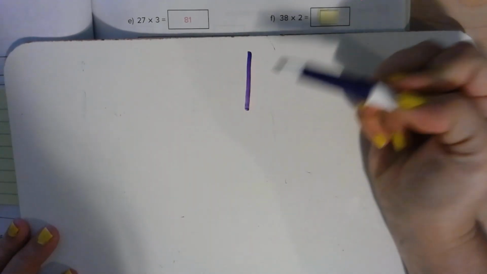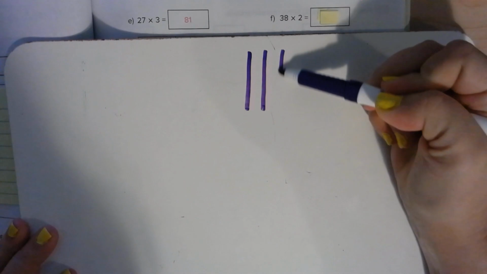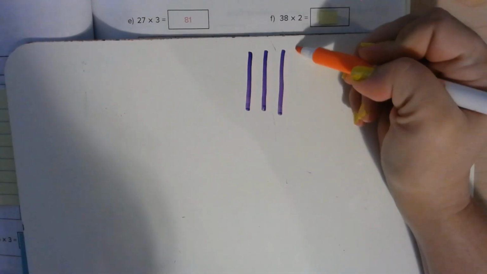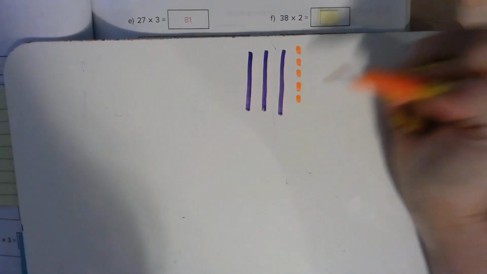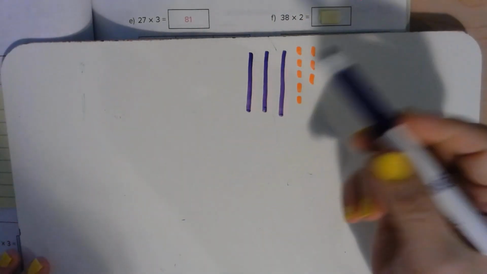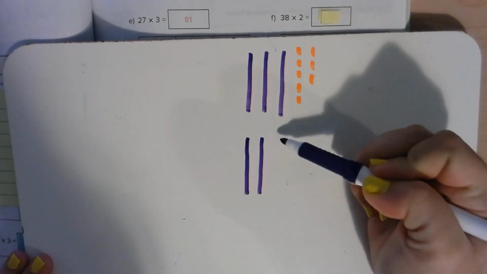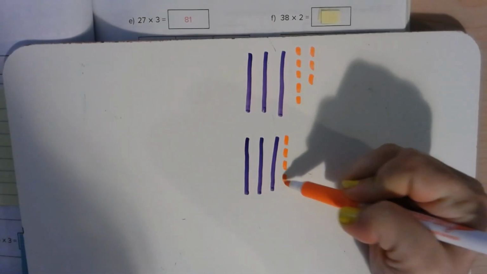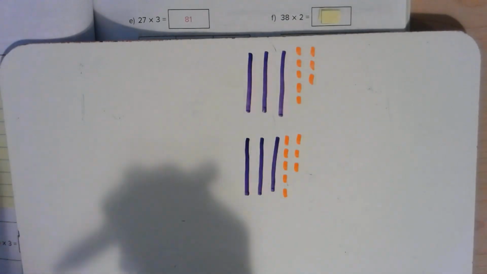Okay, so now we are on to 38 times 2. Are you ready? Let's see. We have 1, 2, 3, 30. We're going to do 8. 1, 2, 3, 4, 5, 6, 7, 8. Now I need to do it 2 times. 10, 20, 30, 31, 32, 33, 34, 35, 36, 37, 38.